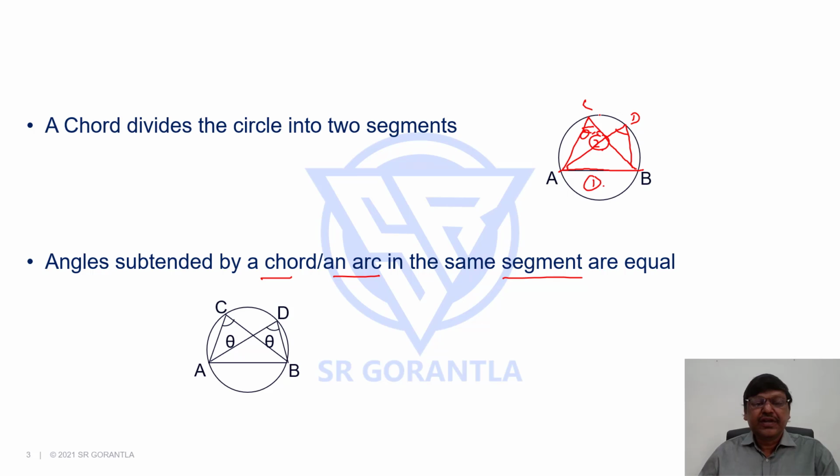Let me show the diagram. See, this is what AB is a chord. So the angles subtended by the chord in the same segment, if this is theta, this also will be theta. Right? It can be a chord or an arc there.